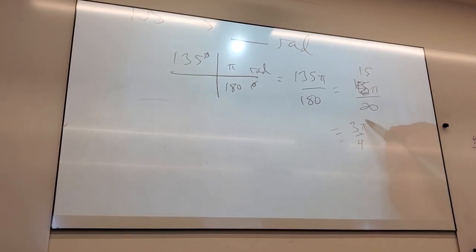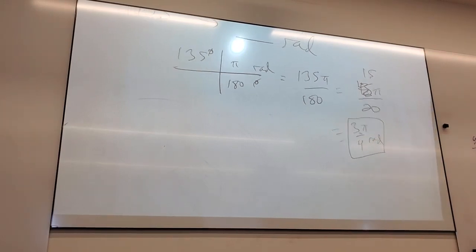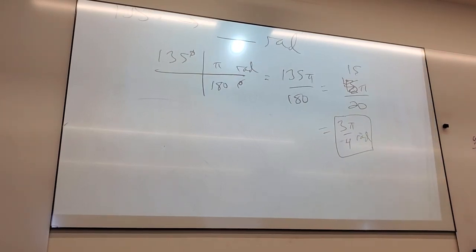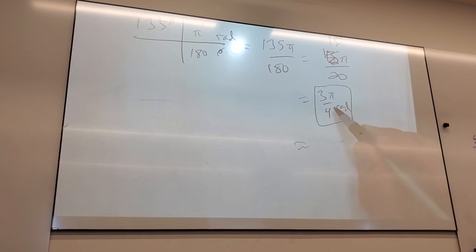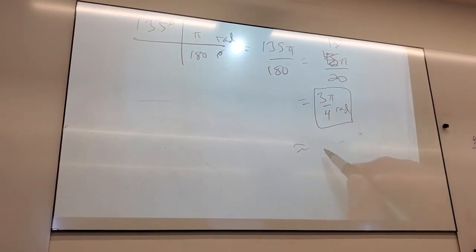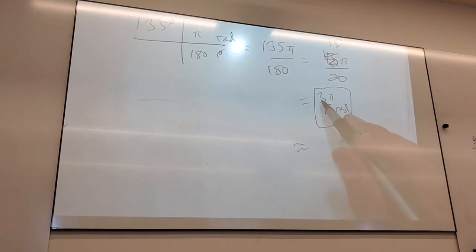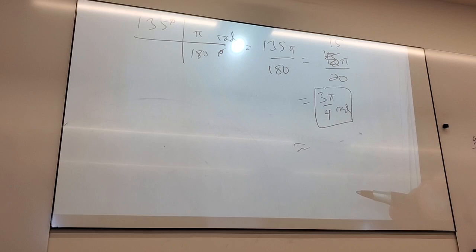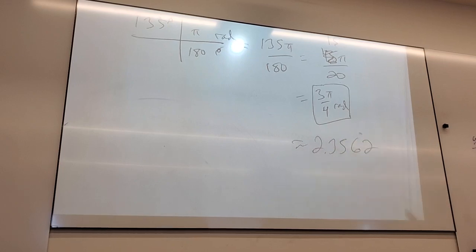That is the answer. That's how many radians. And if you want to, you can put rads, but you don't need to, because if there's no units, it's assumed that they're radians. Now, just for fun, what do you get when you put this in the calculator? 3 times pi divided by 4? 2.35619, roughly. Okay, I like it.